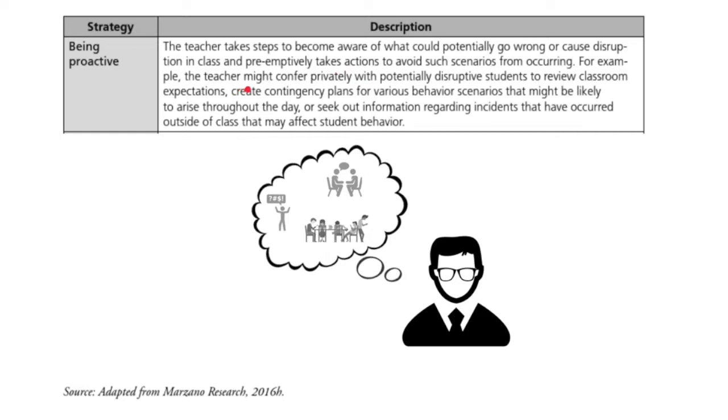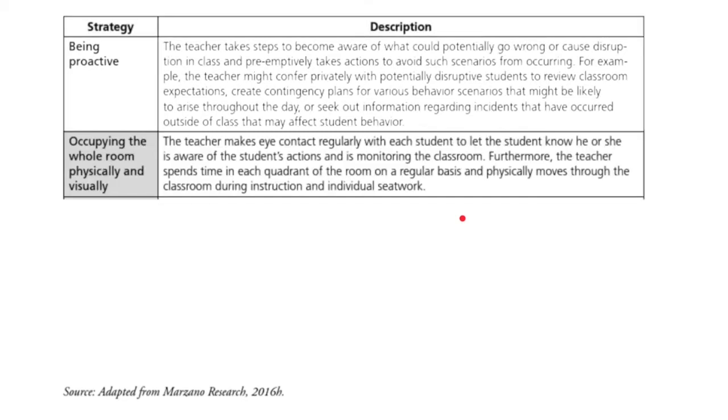For example, as a teacher, we might confer privately with potentially disruptive students, review classroom expectations, maybe create a contingency plan for various behavior scenarios before they even happen, and or seek out information regarding incidents that have occurred outside of class that may affect student behavior. In other words, we are thinking about what could potentially go wrong that might be a disruption, and then coming up with an action plan or taking preventative action before it ever occurs.